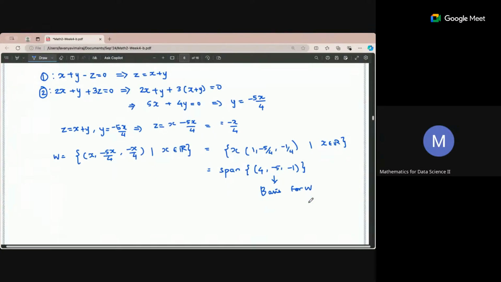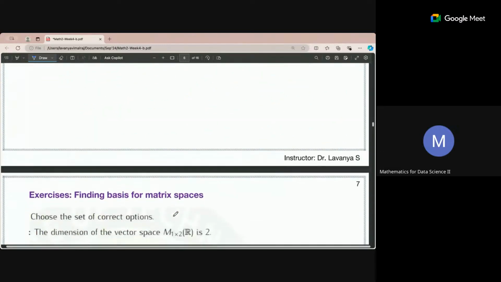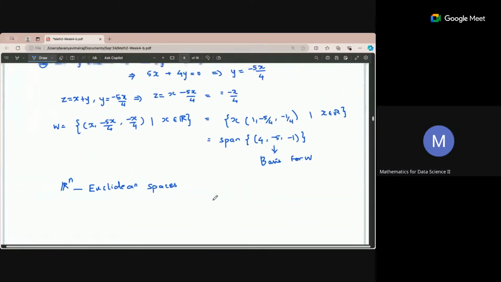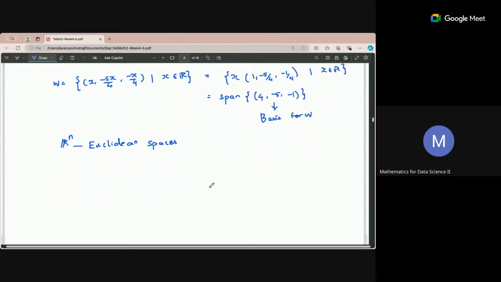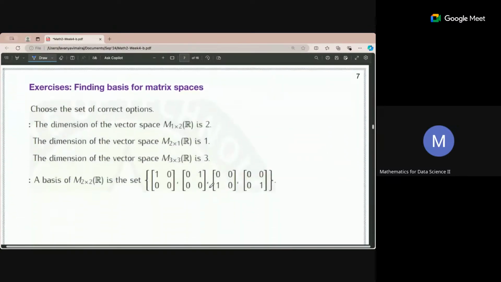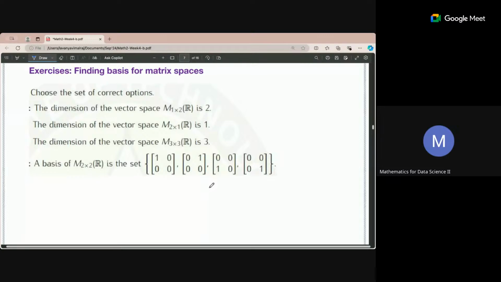By the way, are you familiar with the term Euclidean spaces? In general, we refer to Rn as Euclidean spaces, and the others I refer to as matrix spaces. I have given some methods of finding a basis for Euclidean spaces. Next we will see matrix spaces.